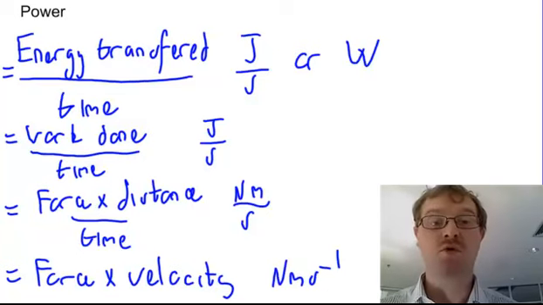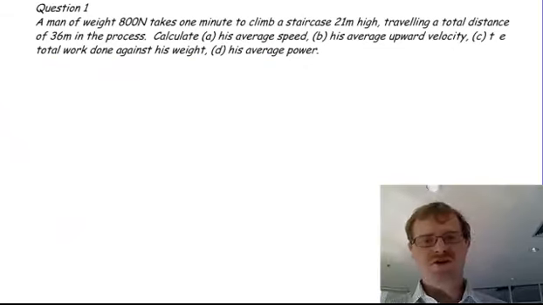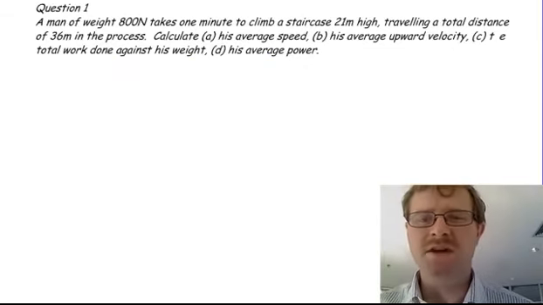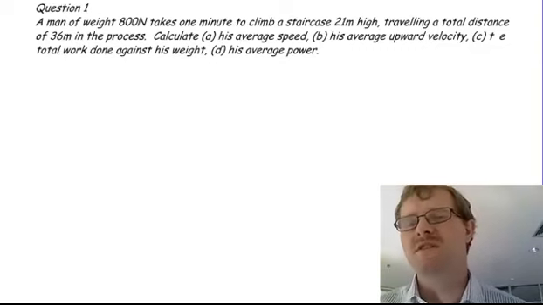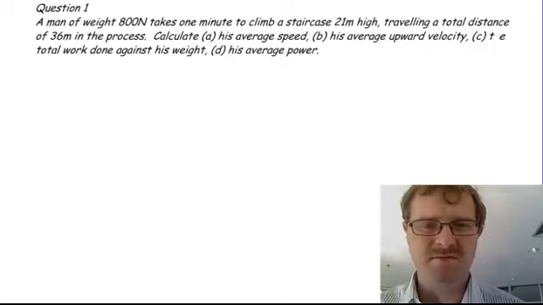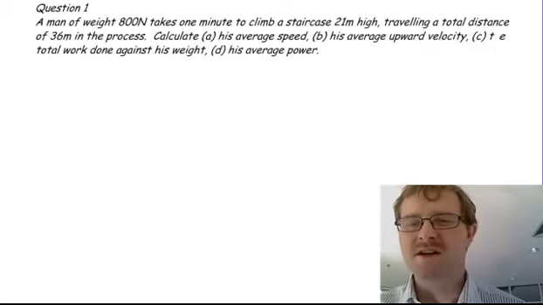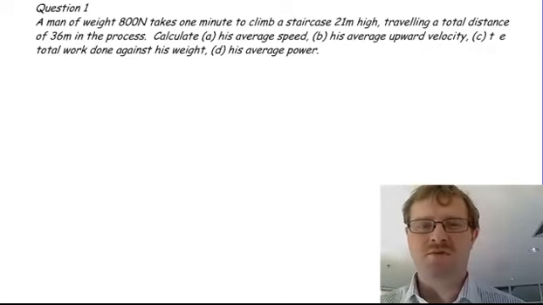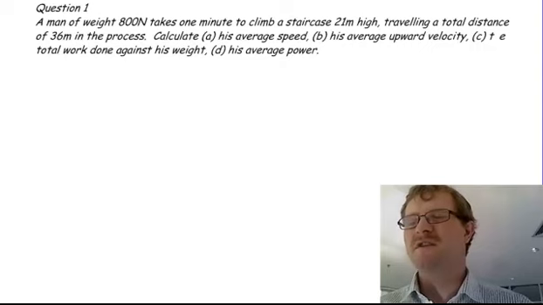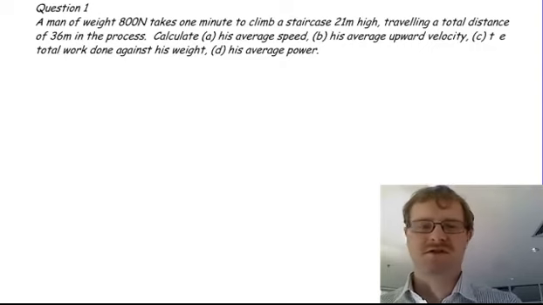Now let's think about some questions which we might want to consider here. Question 1. A man of weight 800 newtons takes 1 minute to climb a staircase 21 meters high, travelling a distance of 36 meters in the process. Calculate his average speed, his average upward velocity, the total work done against his weight, and his average power. So we're going to consider these sets of questions.